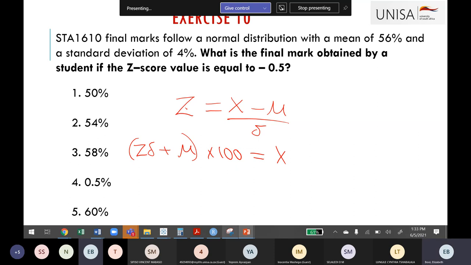Are we winning? Lady and two other people says it's option five. Others agree. Let's see if we agree with them.